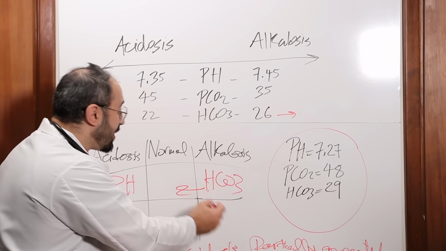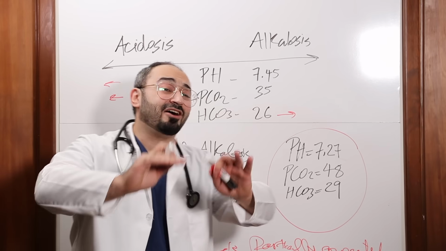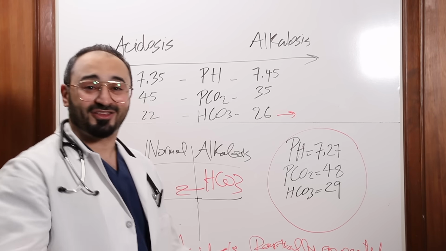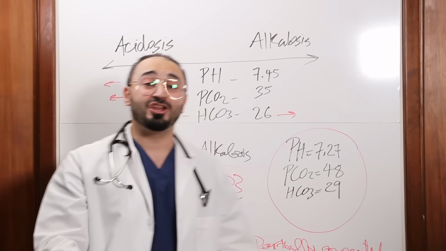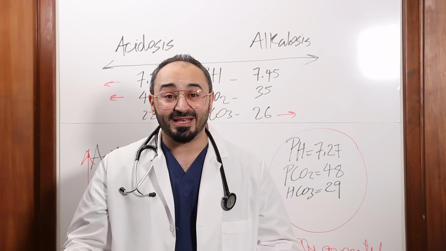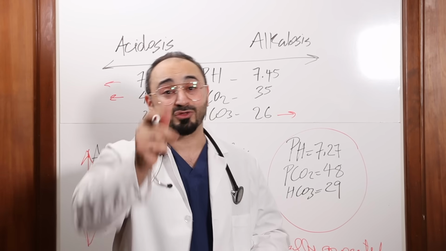But if the bicarb was normal, that means that the kidneys are not doing anything, they are chilling. They're not doing anything to compensate for the lungs. That means it's uncompensated. Now you know what partially compensated and uncompensated mean and how to figure this out.